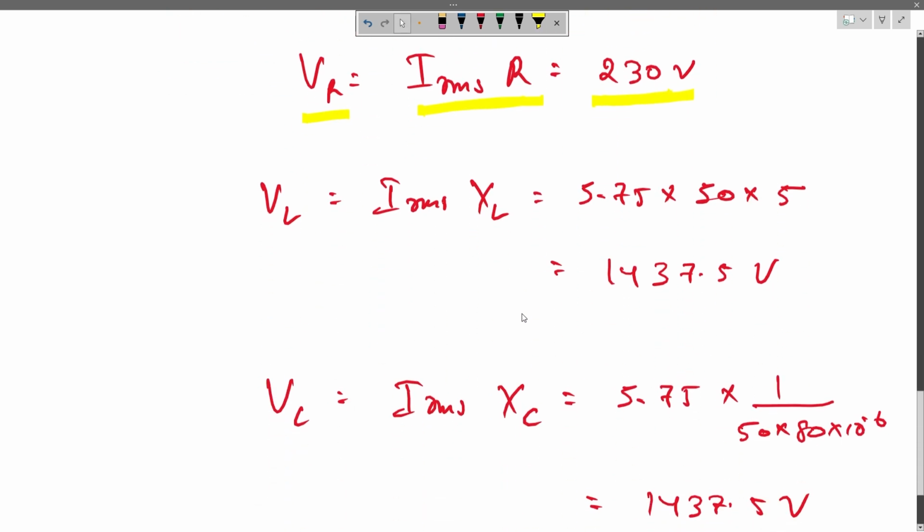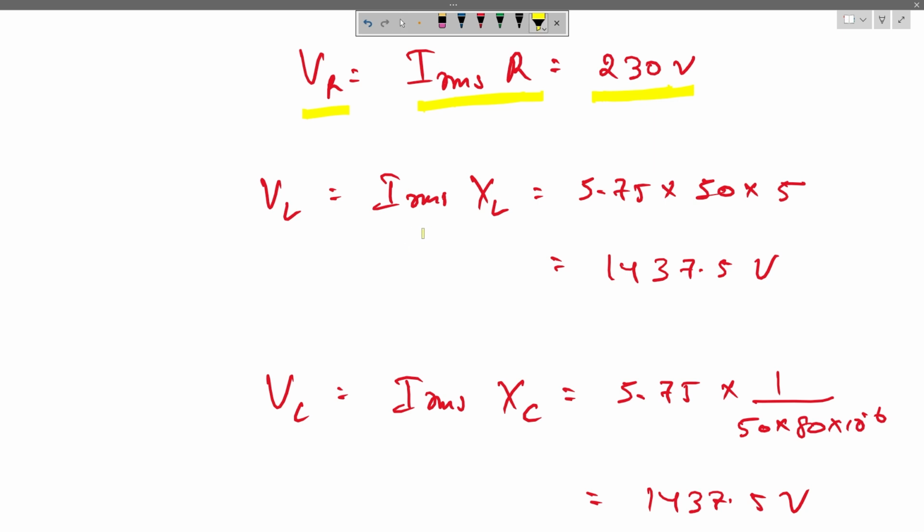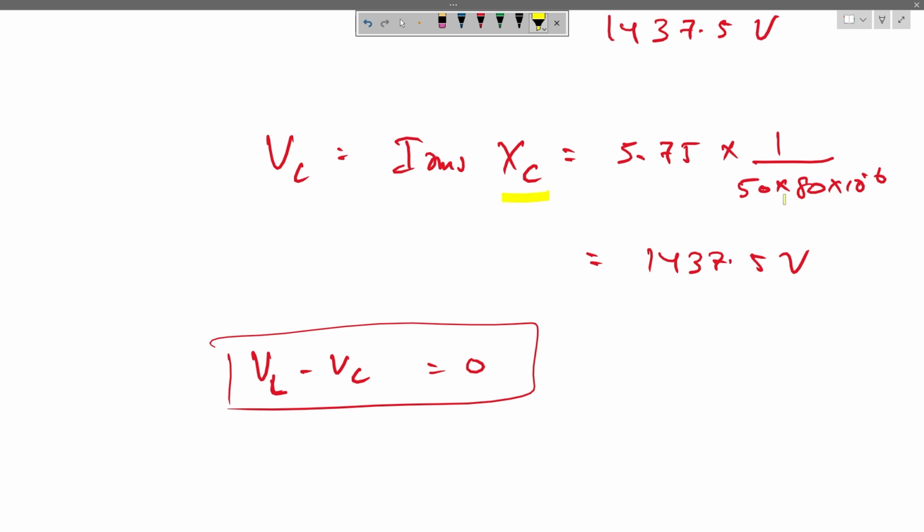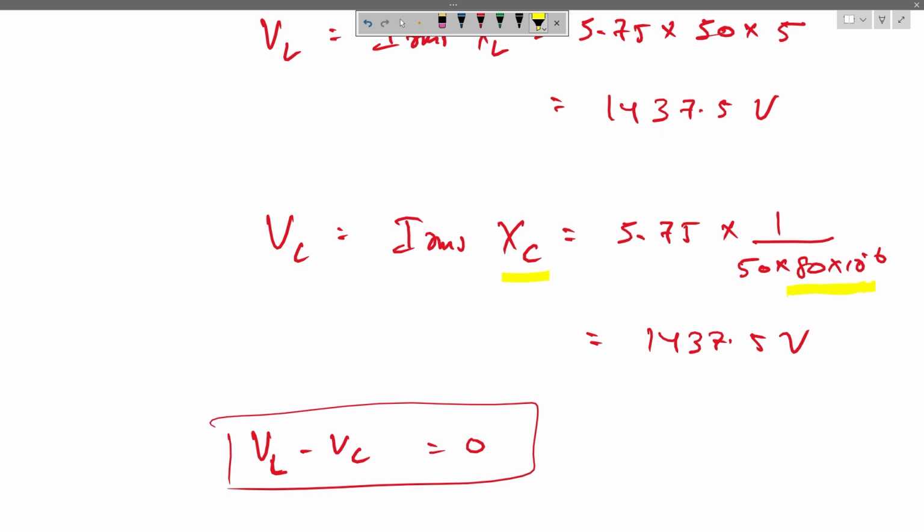And VL, the potential drop across the inductor, is equal to IRMS multiplied by the inductive reactance. This gives us 1437.5 volt. Similarly, the potential drop across the capacitor is IRMS multiplied by the capacitive reactance. This gives us 1437.5 volt again. We have calculated XC as 1 by omega times the capacitance, that is 80 microfarad. Now we see that VL is equal to VC, so the potential drop across the LC combination is 0.